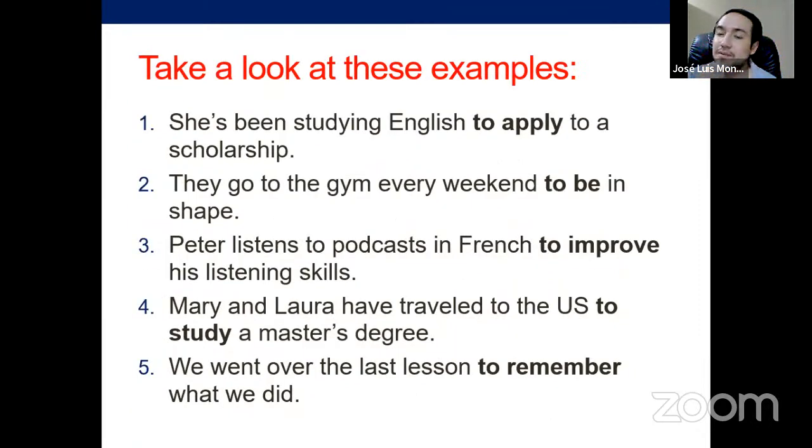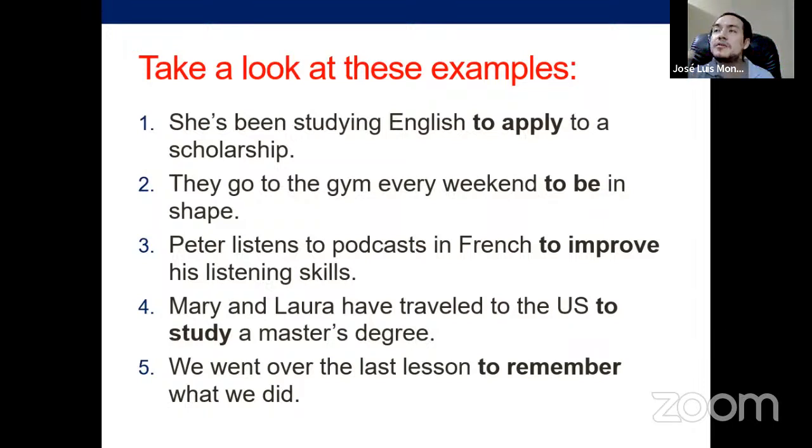Take a look at these examples. Now, these are common, they are not informal, or rather, this is the commonest way to use it. She's been studying English to apply to a scholarship. They go to the gym every weekend to be in shape. Peter listens to podcasts in French to improve his listening skills. Mary and Laura have traveled to the US to study a master's degree. We went over the last lesson to remember what we did.